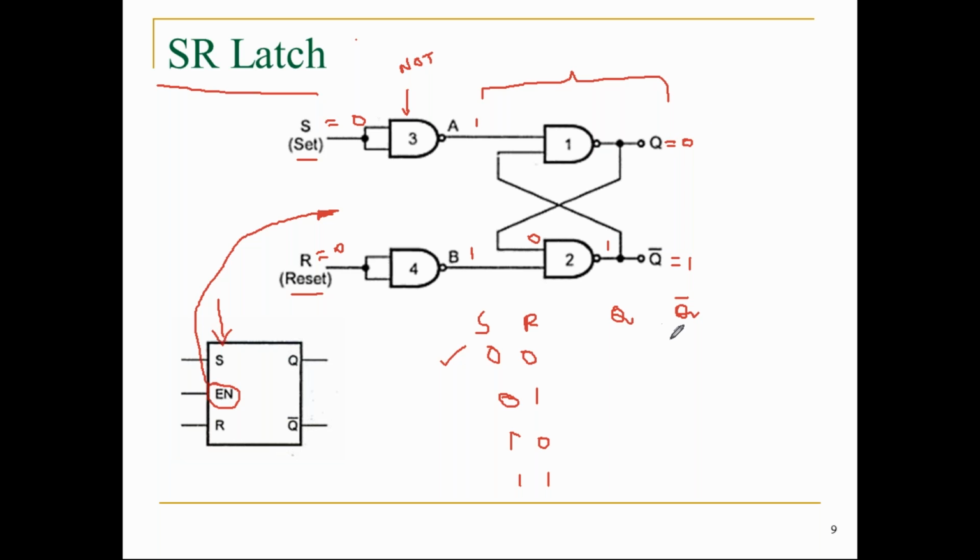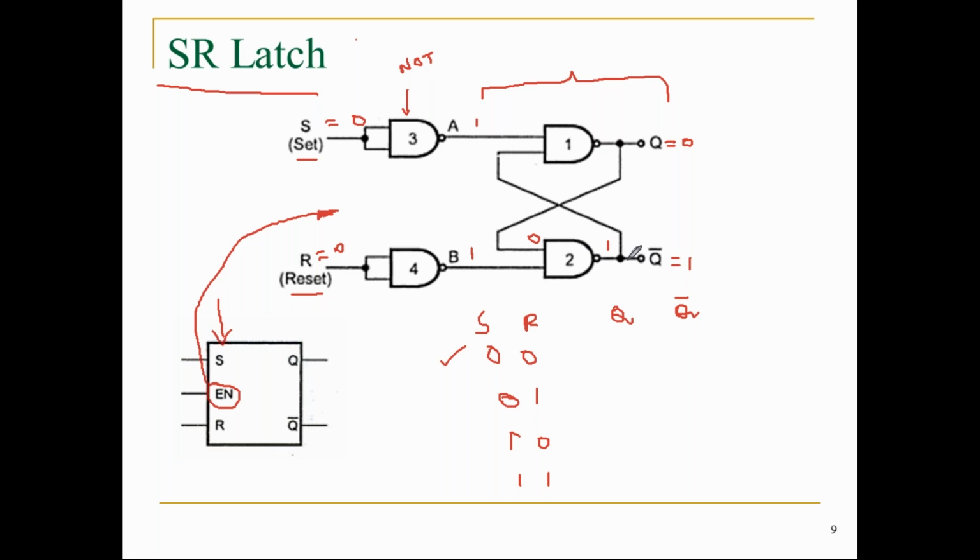Since I assume my Q output equals 0, that Q reaches to here because the connection is like that. So here, one of the inputs of this second logic gate is equal to 0, which means the output will be 1. So it satisfies this condition. Whatever assumptions we made, that is okay in this case.